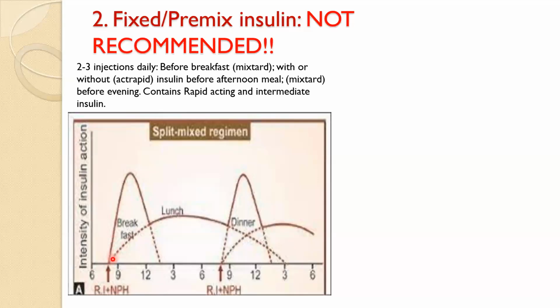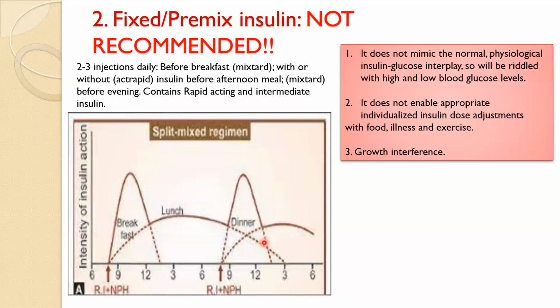So you have already pre-mixed your rapid acting insulin and NPH. So you give your breakfast, you're not able to adjust the amount of rapid acting insulin to the breakfast you're giving because it's already fixed with the NPH. And then at lunchtime, there's no coverage with a pre-meal bolus. And then dinner, again, we have already a pre-mixed combination.